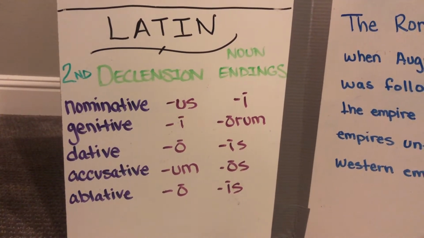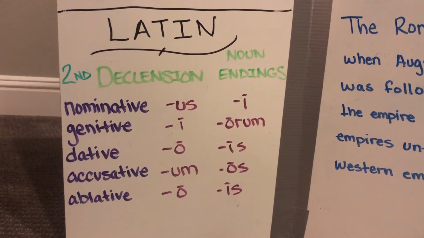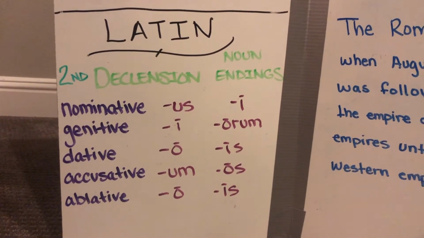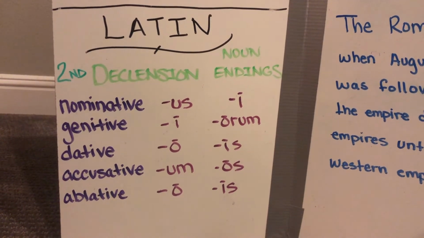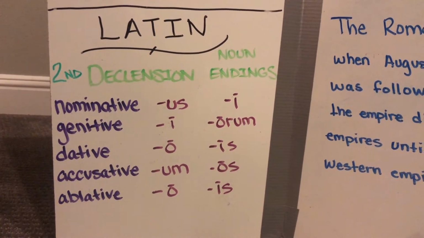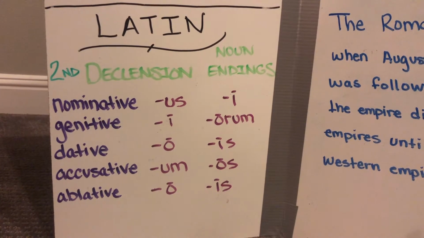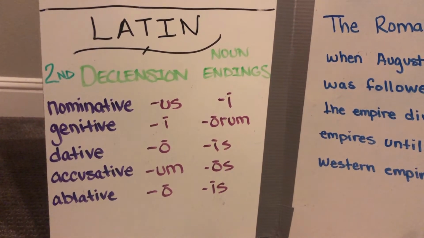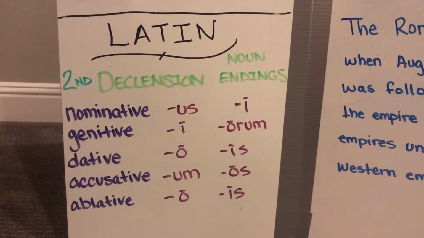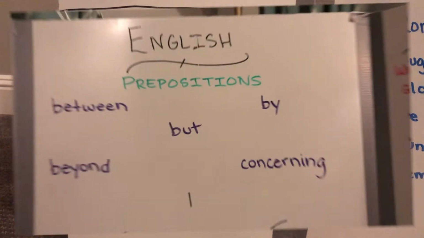S-E-O, singular second declensions. E-orum, is, plural second declensions.